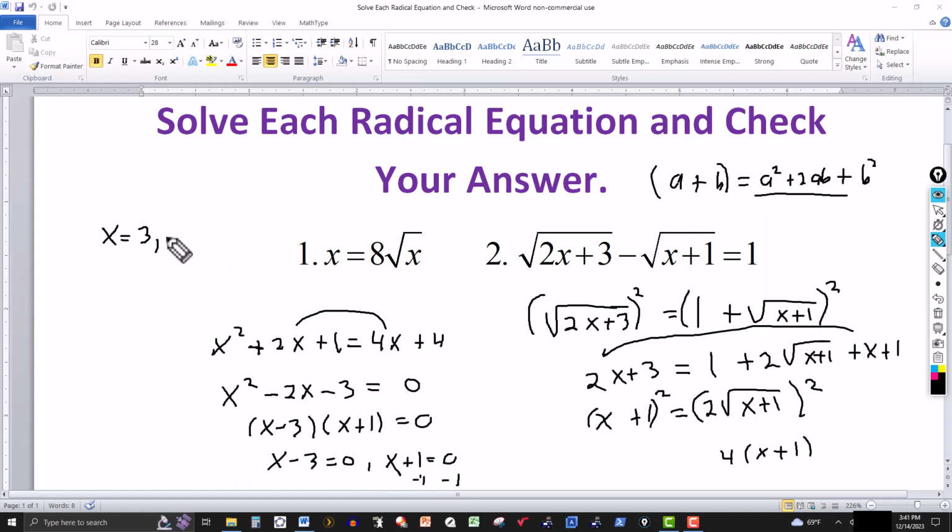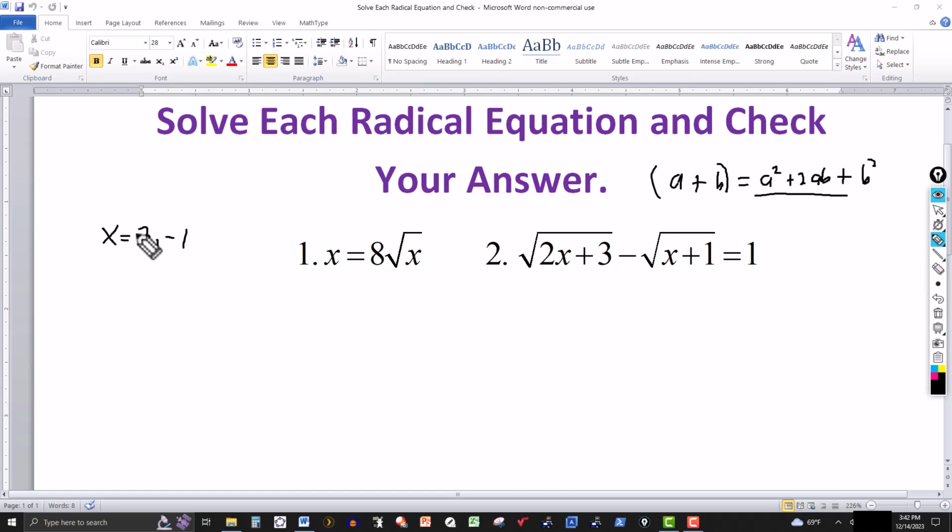So two possible answers for this one, 3 and negative 1. But again, anytime you square to solve a radical equation that involves square roots, there's always the possibility that you introduce extraneous roots. So you want to check your answer.